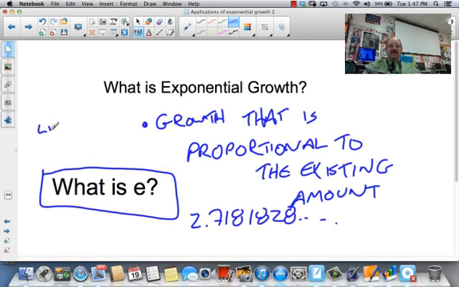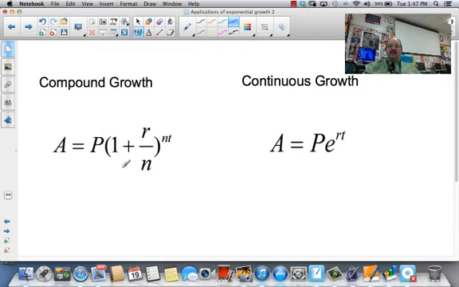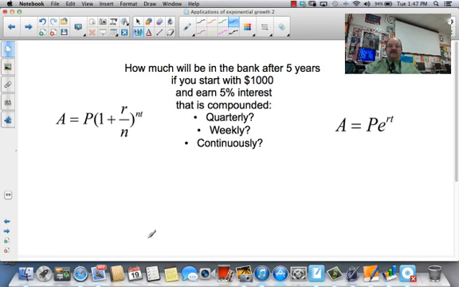So e actually is the limit as n approaches infinity of 1 plus 1 over n to the nth power. So when we look at this compound growth formula, this looks a lot like that, and it could turn into that. For continuous growth, this formula, P times 1 plus r over n to the nt, turns into P e to the rt. P is the amount of principal, A is the amount we have after a certain amount of time, r is still my interest rate, and t is time. e is just e, the 2.71828 constant, Euler's constant.